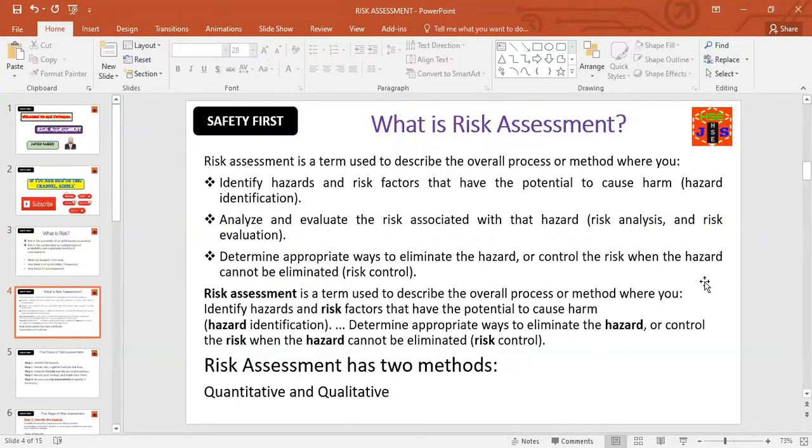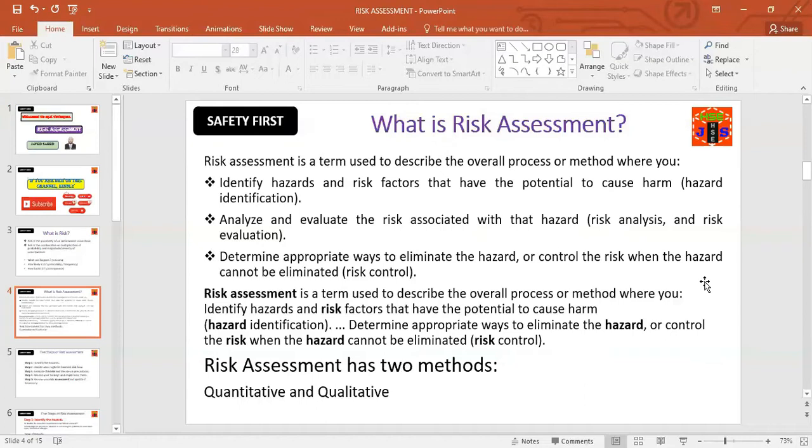Let us see what risk assessment is. Risk assessment is a term used to describe the overall process or method where you identify hazards and risk factors that have the potential to cause harm. It means the first step in risk assessment is hazard identification. Number two, analyze and evaluate the risk associated with the hazard. This is risk analysis and risk evaluation.